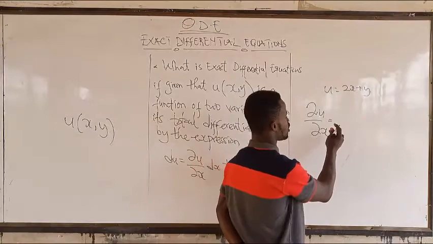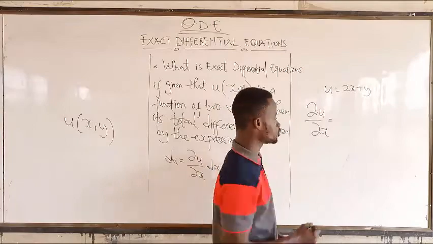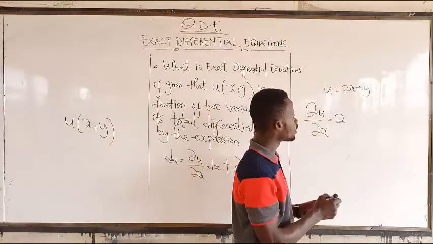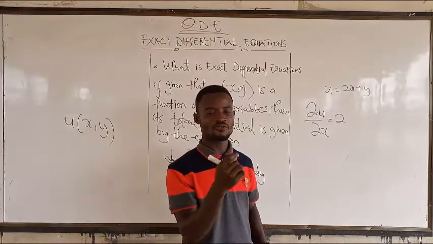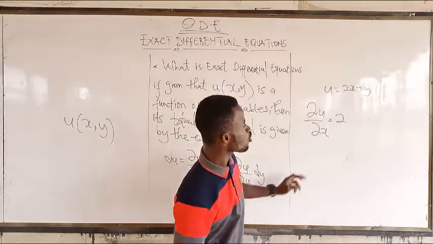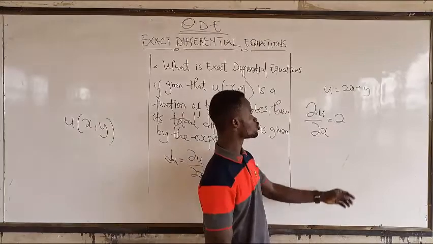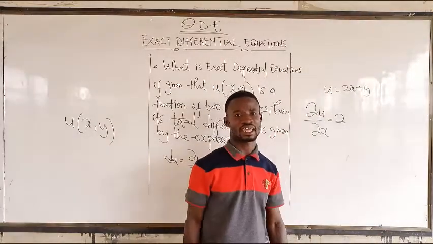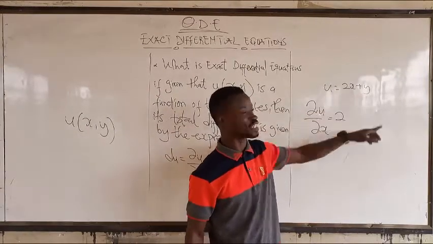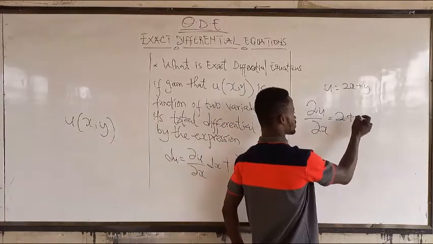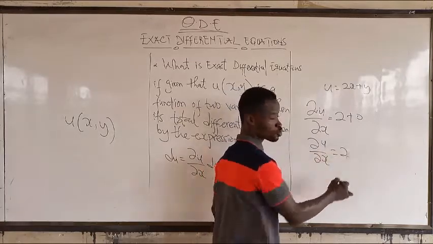So look at this. When you take the derivative of 2x with respect to x, what will you get? 2. Very good. Now we are holding the y variable as a constant. Even though it's not a constant, we are holding it as a constant. So when you differentiate y, you get 0, so here it is plus 0. Therefore the partial derivative of u with respect to x is going to be 2.